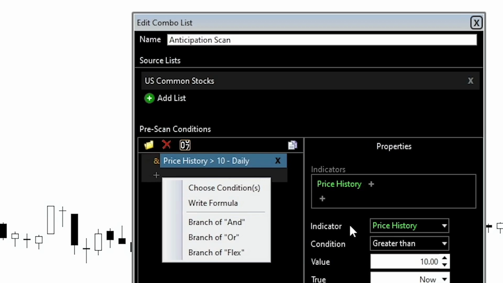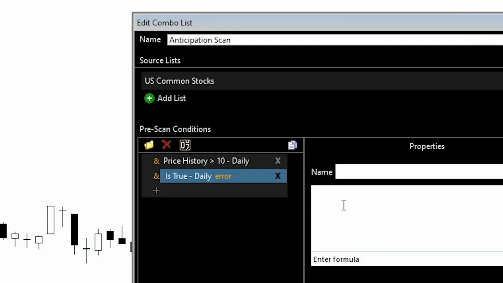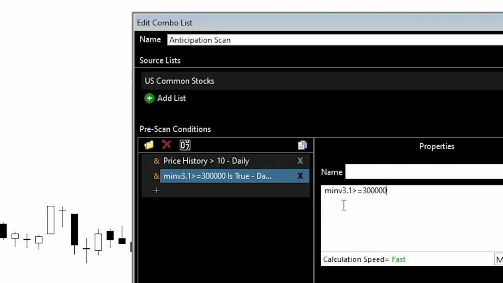You don't want to be trading stocks which do not have enough liquidity or don't trade enough. So I want to find stocks which have traded at least 300,000 shares in each of the last 3 days. I'm going to write a formula for that: MinV 3.1, which means 3 days in a row, barring today, the volume was above 300,000. You can also write it just as 3 days in a row, but it doesn't matter. The reason for writing it this way is that if you run the scan and the stock hasn't had 300,000 volume today, it will still show up.